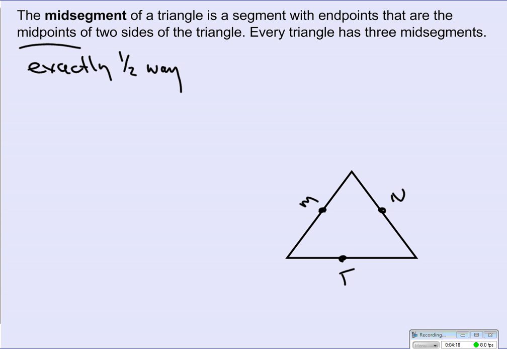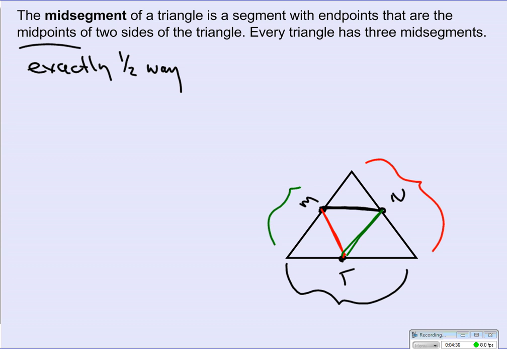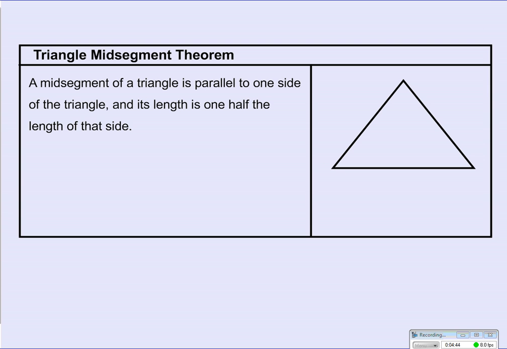Now, a midsegment basically is just connecting these two. This black one is a midsegment of this whole bottom side. This red one, MT, is a midsegment of this whole side. This midsegment here is a midsegment of that whole side. So those are your three midsegments, and they are parallel to those opposite sides.